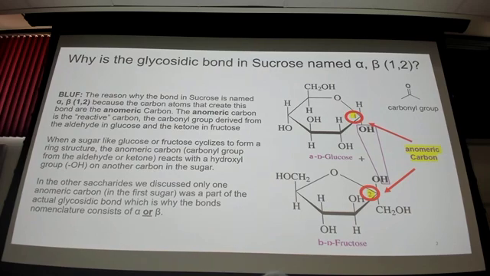Why is the glycosidic bond in sucrose named alpha and beta? The reason why took me forever to find because I was pulling out research articles, but you will not need to know this detail for the exam. Let me say that, just because it was after class.